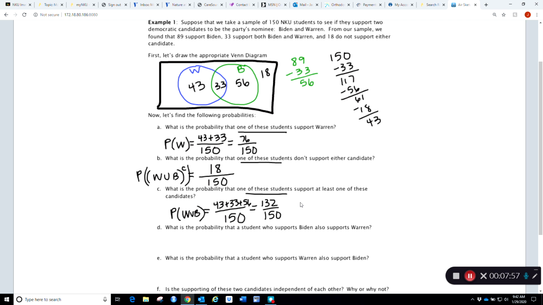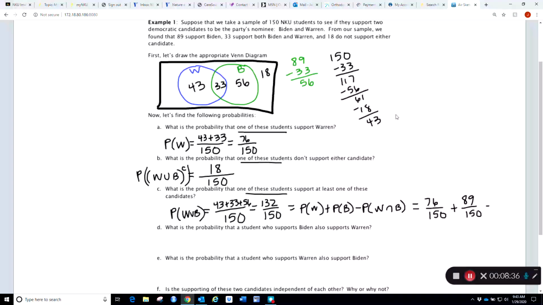So how I would also be able to find this value is take the probability of Warren plus the probability of Biden and subtract off their intersection. Well, the probability that someone supports Warren, we just found up here. So that's going to be our 76 out of 150. We're going to add to that the probability that someone supports Biden, which again is that entire Biden circle, or is that 89 that was given to us originally.